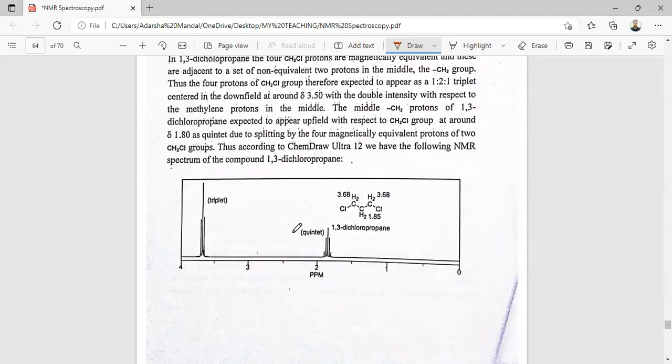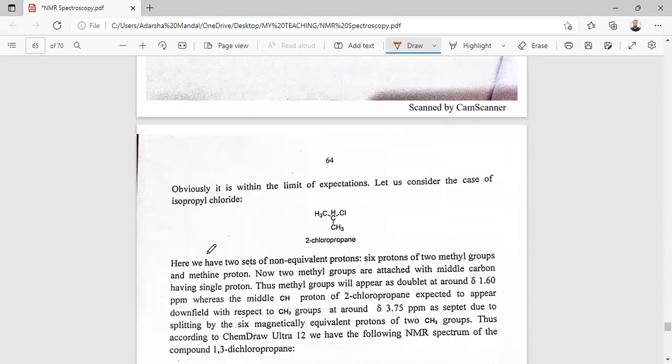So here is the NMR spectrum of 1,3-dichloropropane. Here this CH2 comes at 2.2 as a quintet, and this CH2 comes as a triplet at 3.68. So obviously it is within the limit of expectation.